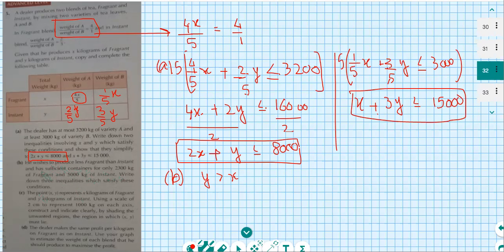Second one: he has sufficient containers for only 2300 kg of fragrant. So fragrant is x less than or equal to 2300. Third condition, and 5000 kg of instant. So y should be less than or equal to 5000 kg. So these are the inequalities.